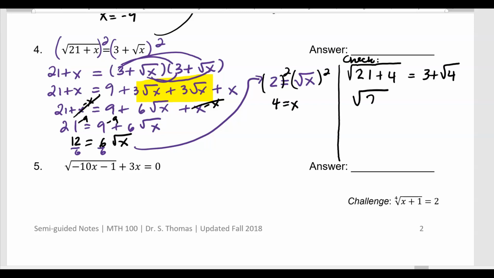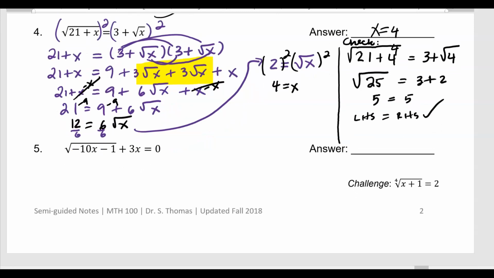Then we have the square root of 25. Does it equal 3 plus 2? Yeah, square root of 25 is 5. 3 plus 2 is 5. So the left-hand side equals the right-hand side. So therefore, it checks out. Our solution is what? It's x equals 4.